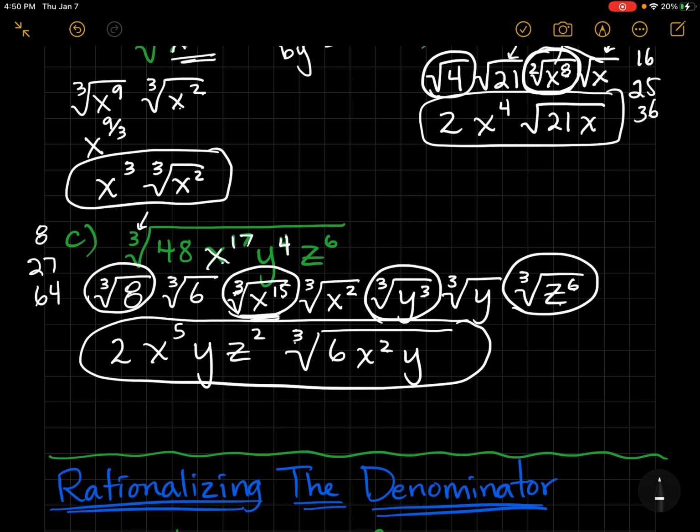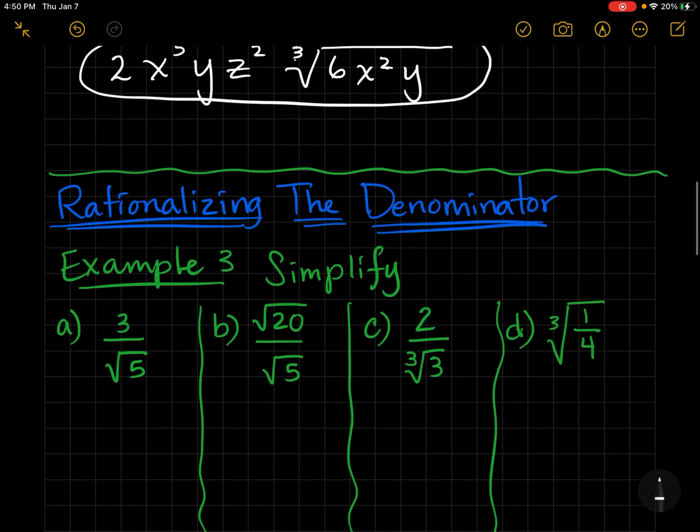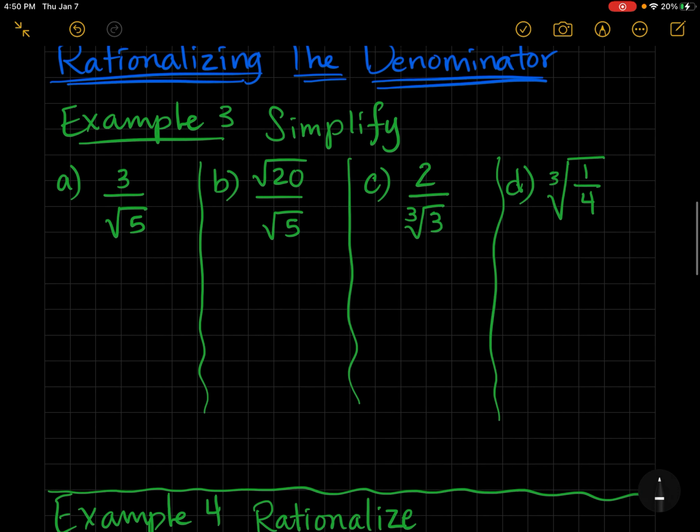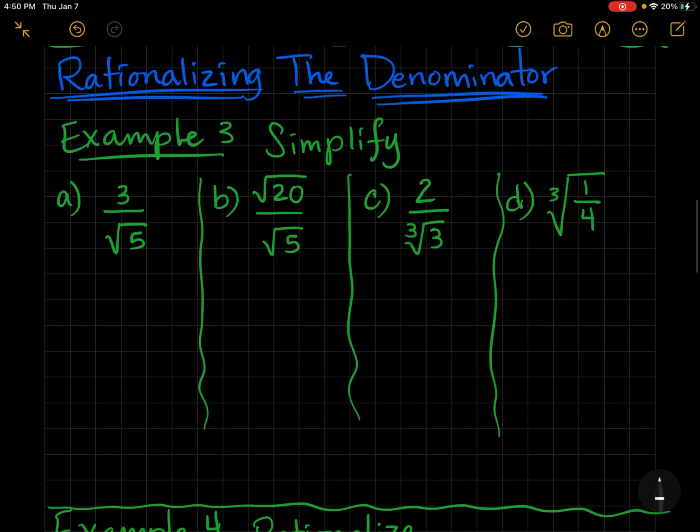Alrighty, let's look at rationalizing the denominator. If you recall, you've learned before that radicals are not allowed in the denominator. And if you look at A, B, and C, they're radicals in the denominators. We got to fix that. As well, you cannot have fractions under the radical either. So we need to fix all of this up.